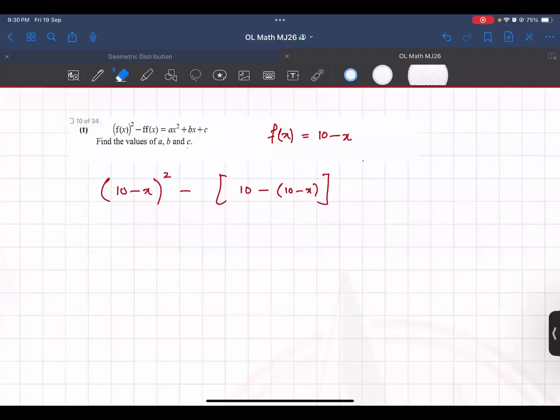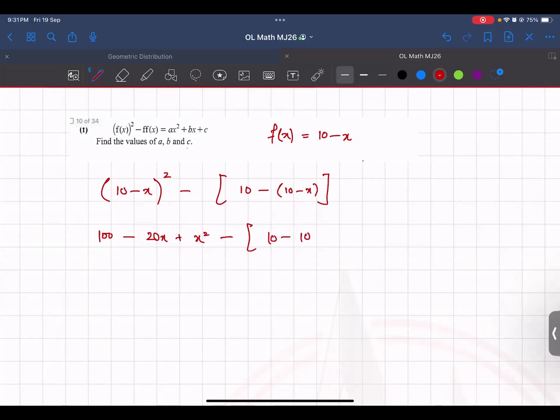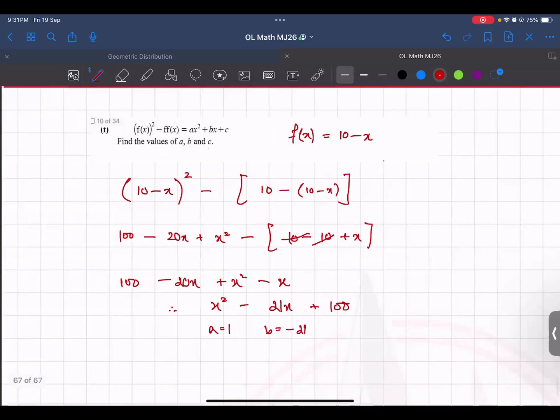So this would become 100 minus 20x plus x square minus 10 minus 10 plus x. So 100 minus 20x plus x square, minus 10 plus 10 cancel out. You get plus x, and if you open the bracket, minus x. So this becomes x square minus 21x plus 100. A is 1, your B is minus 21, and your C is 100.